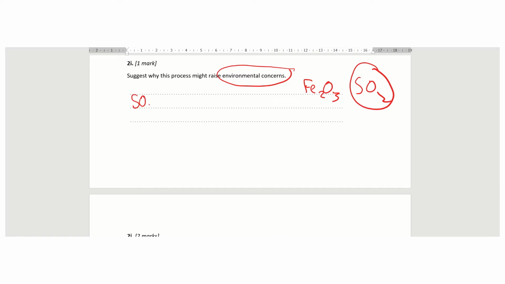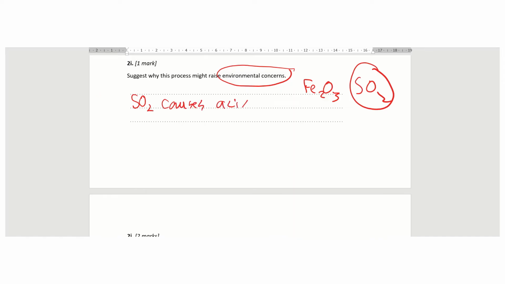The next question asks, suggest why this process might raise environmental concerns. So when we're looking at these kind of questions, we're trying to think about the products that we're producing and why they might be harmful to the environment. So from memory, the products that you're forming are iron oxide and sulfur dioxide. We know iron oxide is not much of an environmental hazard, but sulfur dioxide is. So first of all, you need to specify what product is actually causing this harm, and you say that it's sulfur dioxide. And the harm that it's causing is that it causes acid rain.